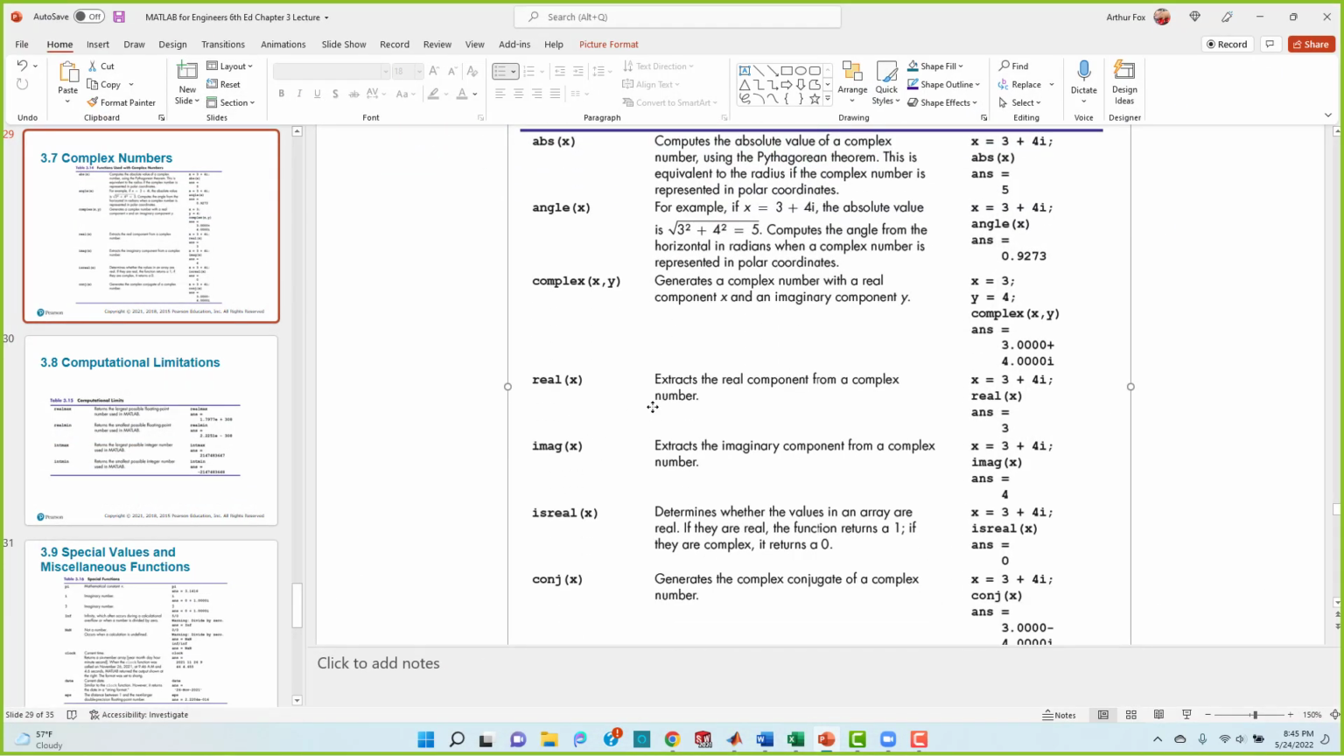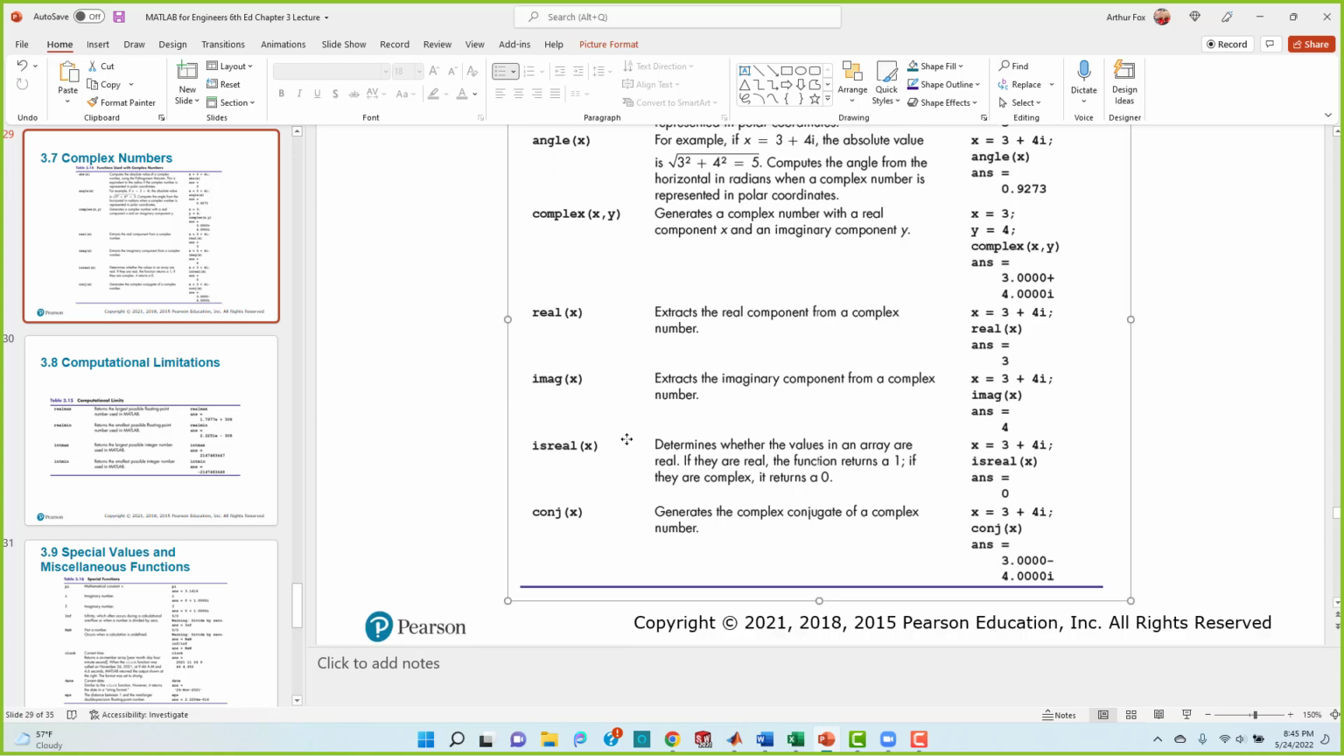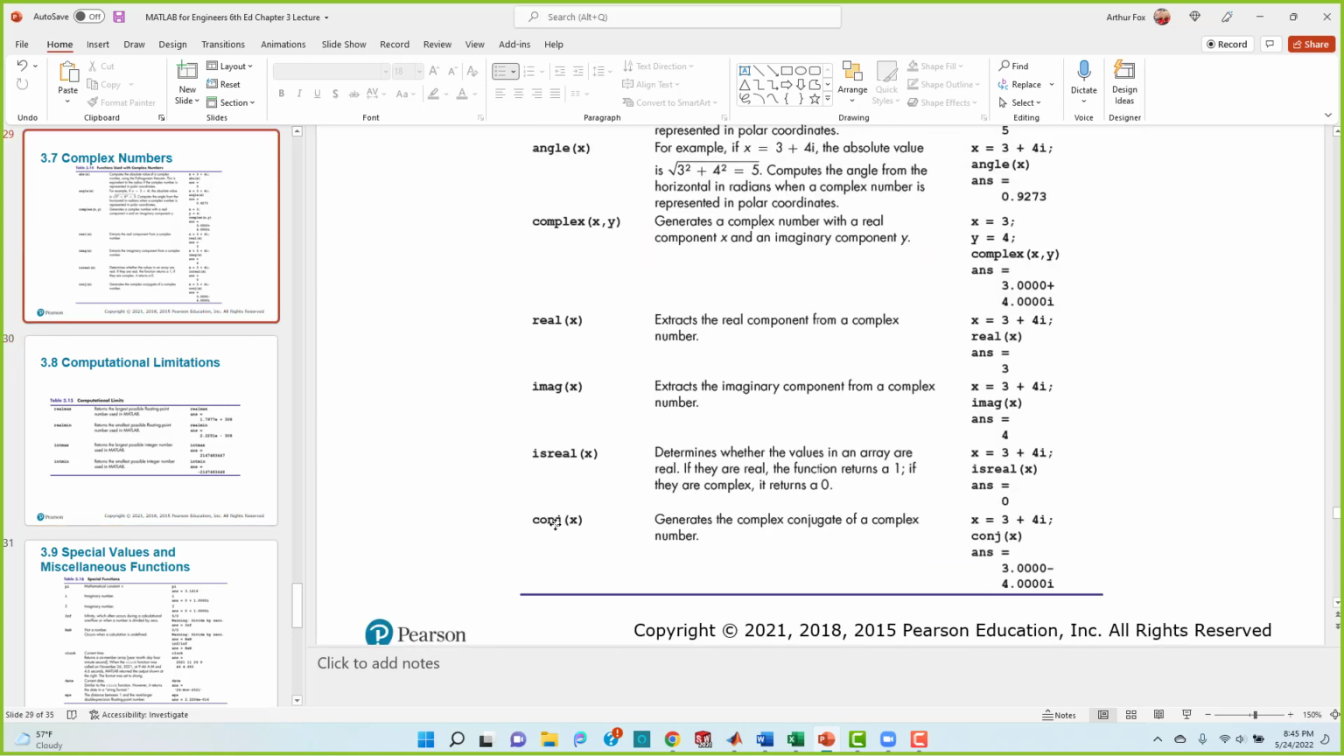Real returns the real portion of your imaginary number. Imaginary gives you the imaginary. Is real tells you whether it's real or imaginary. And conj gives you the complex conjugate.